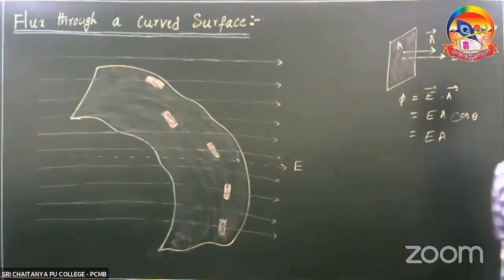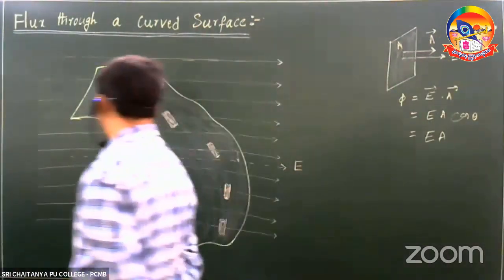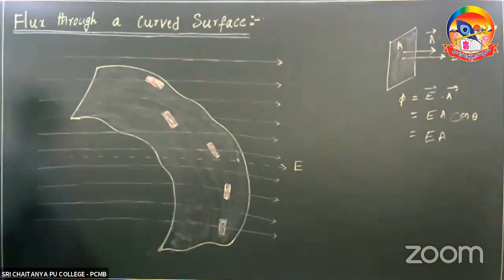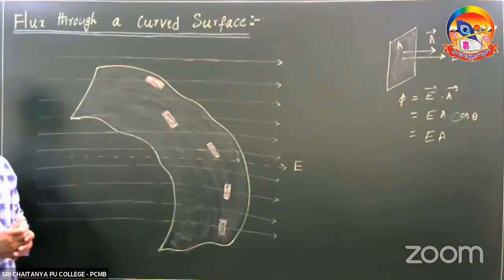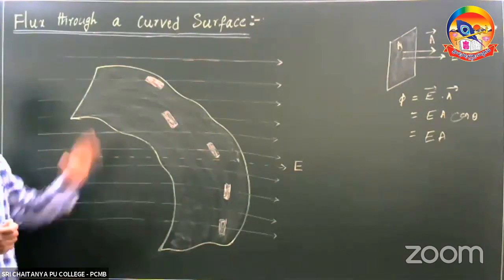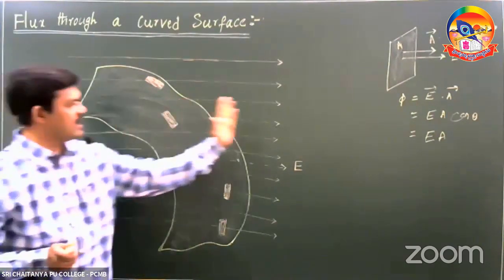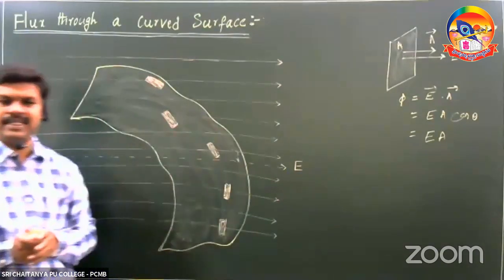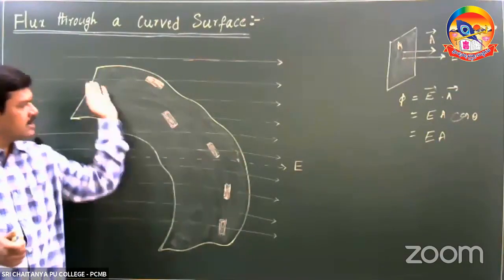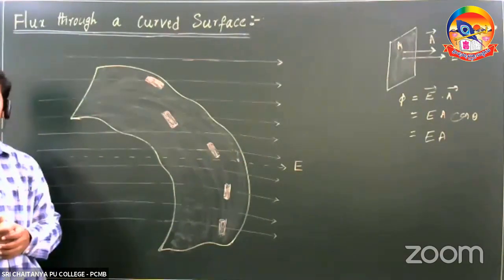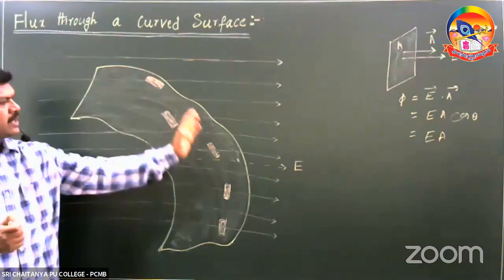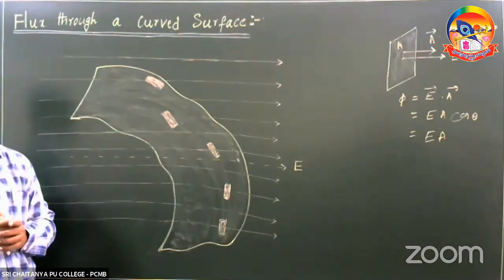Now, here, this is a part of one curved surface. It is not plane like that. This is a curved surface. This curved surface is placed in an electric field of intensity E. What is the flux through this curved surface if you are asked how to calculate?